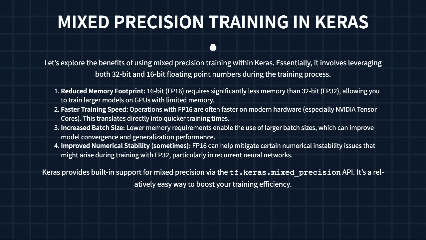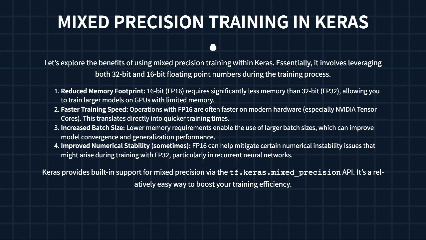Okay, let's talk about something that can really speed up your Keras models. Mixed precision training. The core idea is to use both 32-bit and 16-bit floating point numbers during the process. This might sound complicated, but it actually has some huge advantages.